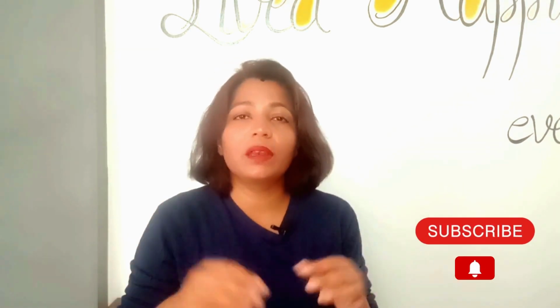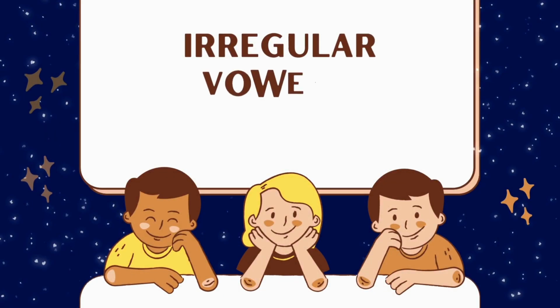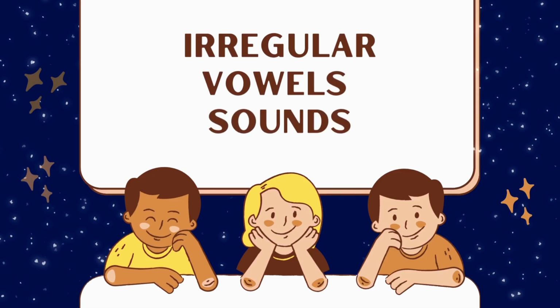Now the last pattern of vowel sounds is the most irregular or inconsistent one. Here, two vowels come together and make an entirely different sound, irrespective of the short sound or long sound of the individual vowels. They create entirely new sounds, and they are taught at a much later stage of teaching phonics to young kids. Let's understand this with examples.